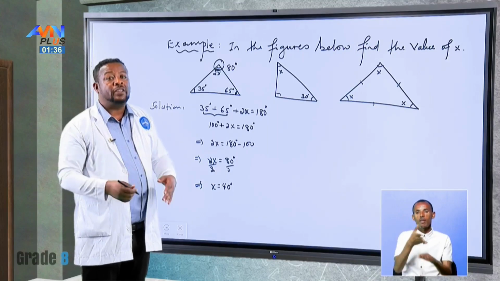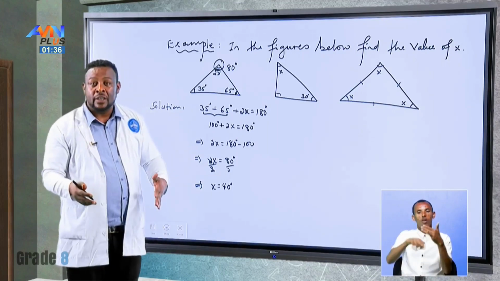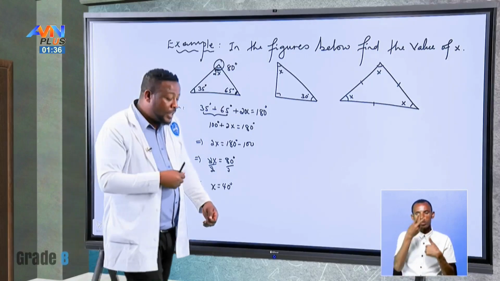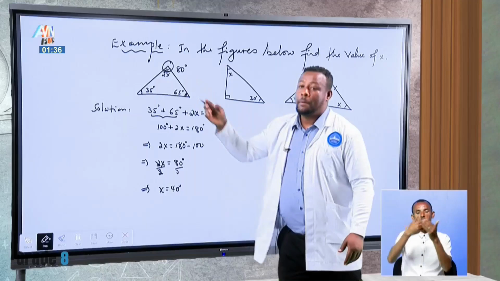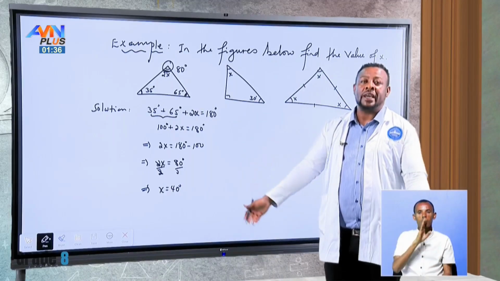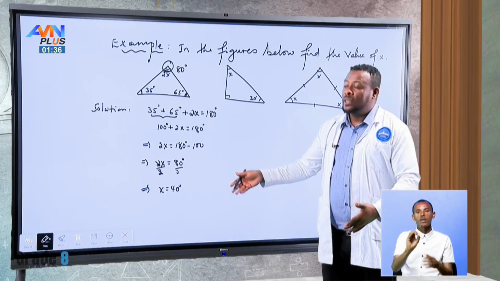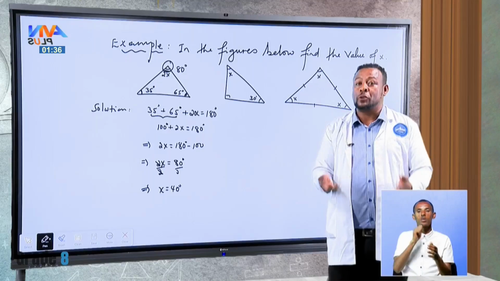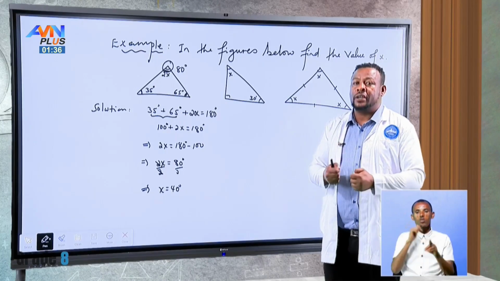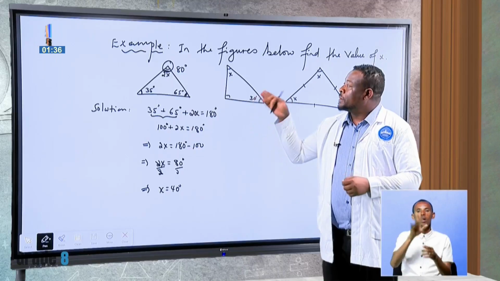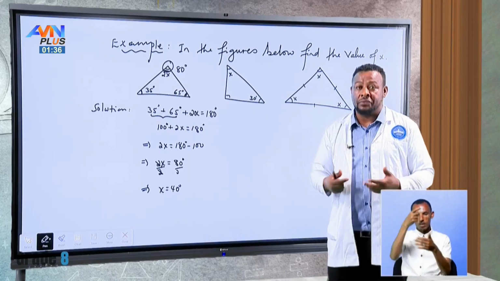After you calculate the value of x, you have to check that the sum of all these three must be 180 degrees. If it is not, there is something wrong in the procedure that you followed, right? Always don't forget to check your answer by substituting the value of x.